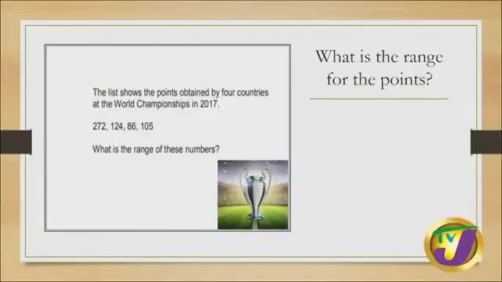Great job. Let's look at this one. What is the range for the points? Let's look at the data first. The list shows the points obtained for 4 countries at the World Championships in 2017. So one country got 272 points, another country got 124, another one got 86, and the 4th one got 105. You remember what the range is again?